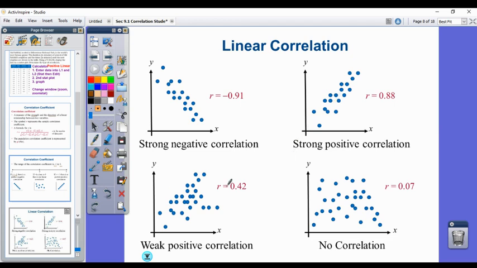We have a correlation coefficient of 0.42. So in this case, you can tell by the data that there's still a trend as you're going to the right that it's increasing. So we do still have a positive correlation. It's just not as strong because look at how far these data points are apart from each other. All right, and then here, this value of 0.07 is very close to 0, so there is no correlation here.